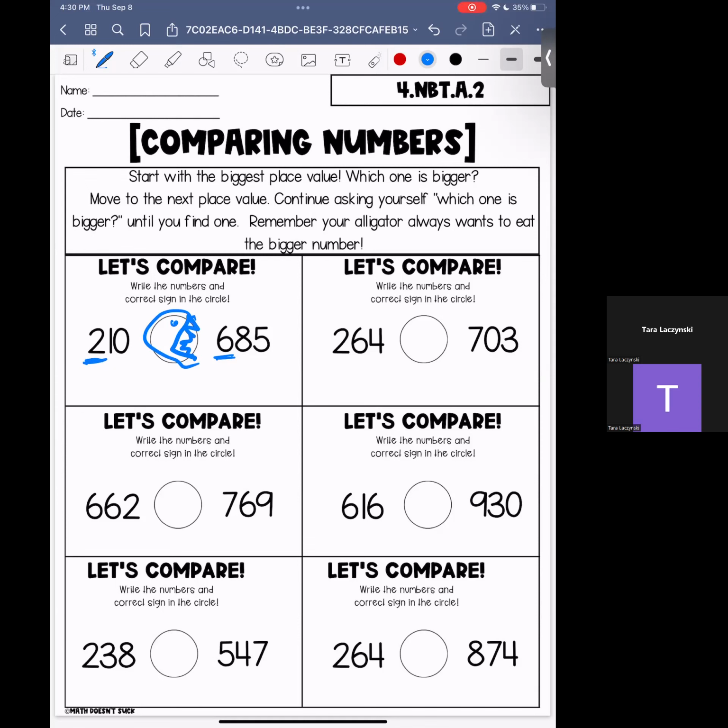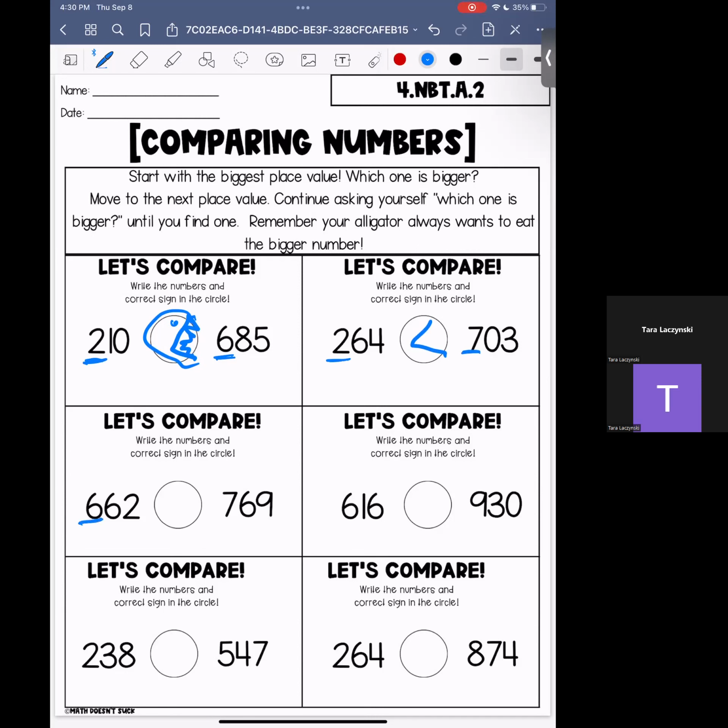Taking a look at the next one, we're comparing 264 and 703. So I'm underlining the hundredths place, that's my greater value. Is 200 or 700 greater? We're going to go with our same less than symbol. This one is 264 is less than 703. 703 is our largest value.